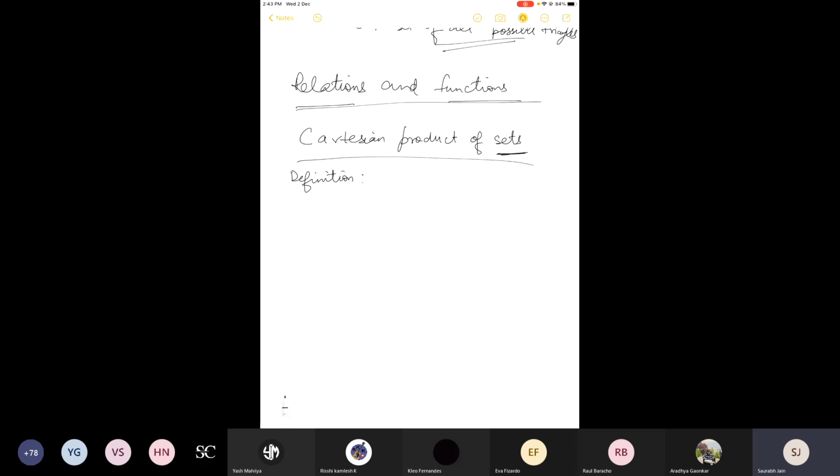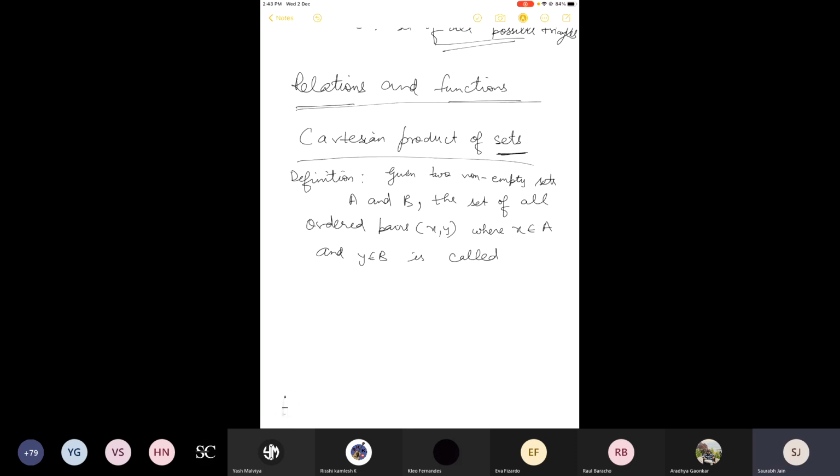We start with the definition. What is Cartesian product? Given two non-empty sets A and B. First thing, two non-empty means no set should be empty. Then the set of all ordered pairs x comma y, where x belongs to A, this is important, x belongs to A and y belongs to B, is called Cartesian product of A and B.